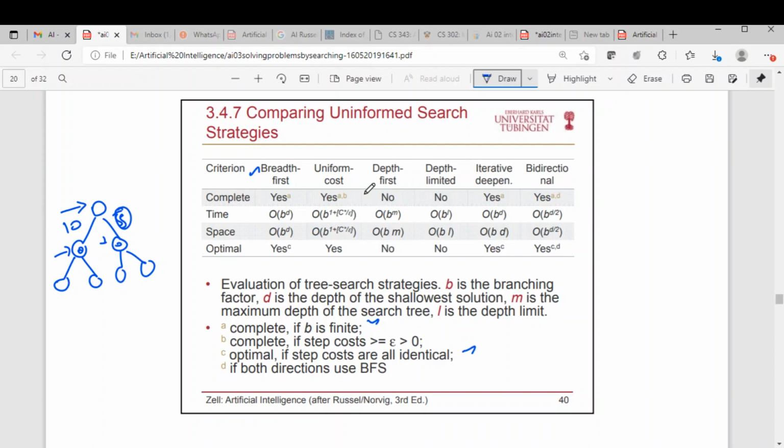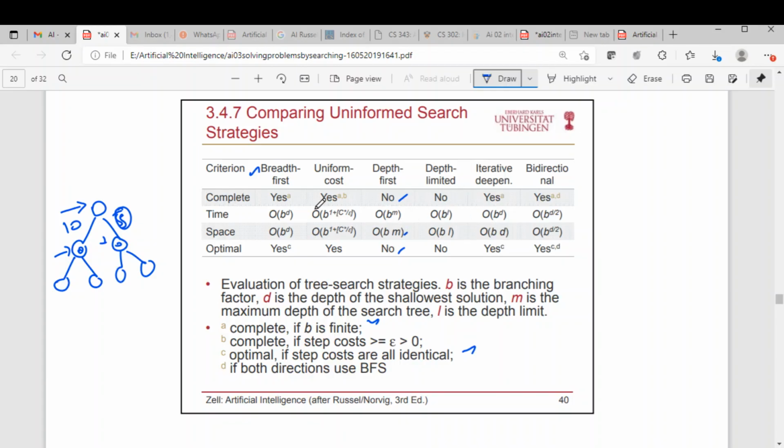Depth first search, is it complete? No, it's not complete. Is it optimal? No, it's not optimal. What is the time complexity? Order of b to the power m. It's not order of b to the power d. Please mind it. It is order of b to the power m. m represents the maximum depth of the tree. Space complexity is order of bm.